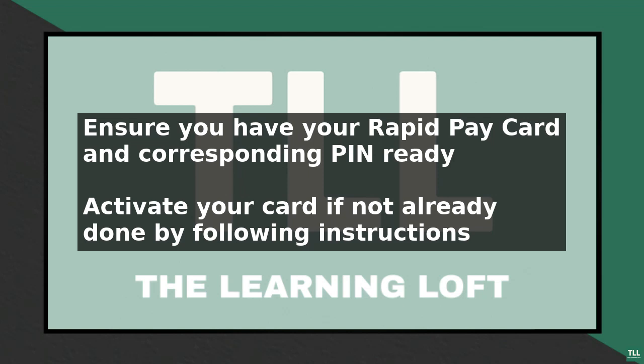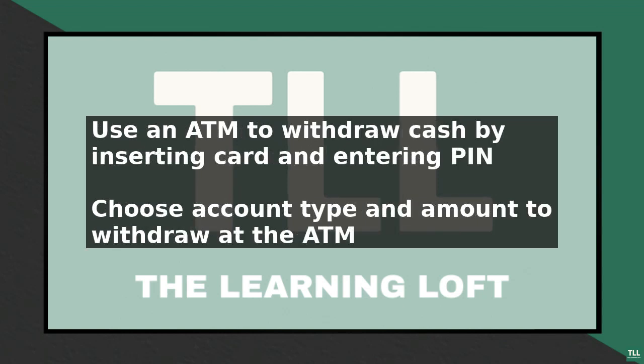To get money off your rapid pay card, you can use an ATM. Locate an ATM near you, preferably one that is in network to avoid any additional fees. Insert your card, enter your PIN, and select the withdrawal option. Choose the account type, usually checking, and enter the amount you wish to withdraw.